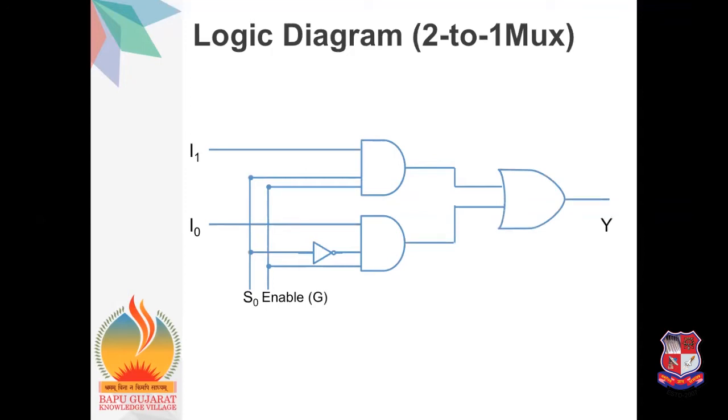So here, this is the logic diagram for the 2 to 1 mux with the enable line. When the enable line is high, at that time this logic diagram works as a 2 to 1 mux. Otherwise, it will be disabled.